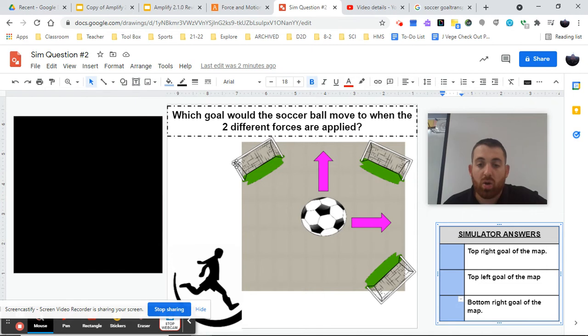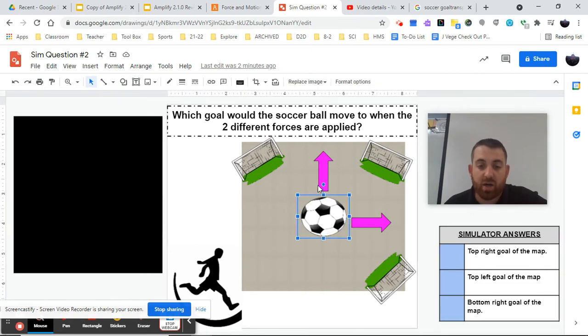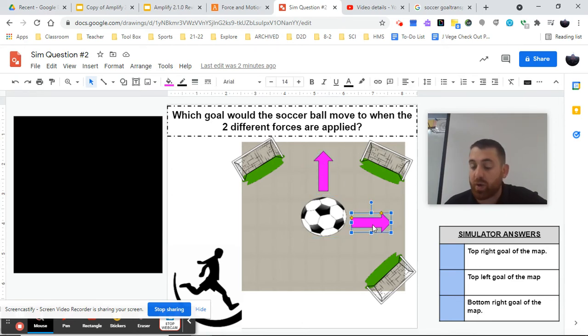All right, so we have our object, which is our soccer ball. It's kicked with two forces, one going up, one going to the right. It looks like both of these forces are pretty much equal. So the question is, what direction would it go? What goal would it go towards?